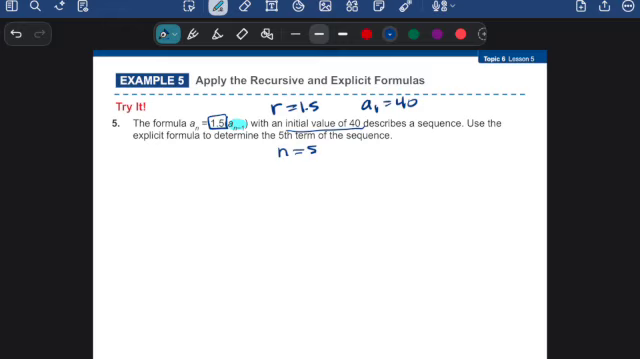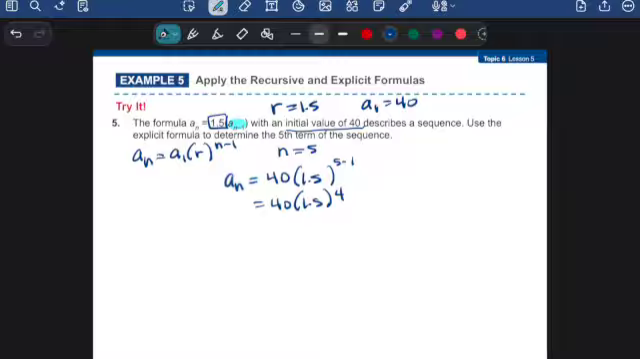First, let's write the explicit formula. A of n equals my first term, which is 40. I'll write it up here again so we remember. A1 times r to the n minus 1. A1 is 40, our first term is 40, times what is our common ratio? We're multiplying by 1.5. I know that from the recursive formula, that's why those are helpful. And then I'm going to do 5 minus 1 in my exponent. And we multiply, 1.5 to the fourth, type that into your calculator, and we would get 202.5. That would be the fifth term in a sequence following this pattern.